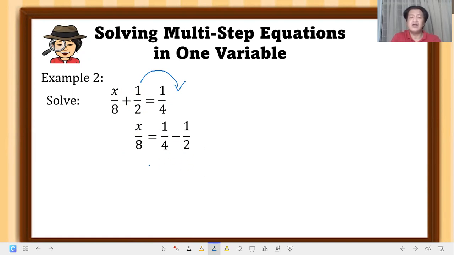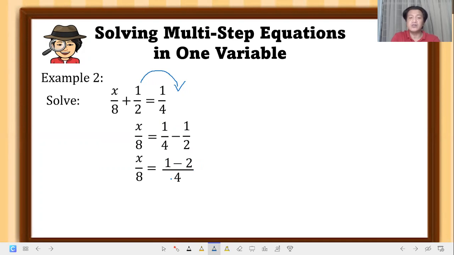What is 1/4 minus 1/2? The first thing that you're going to do is get the LCD. Copy mo yung x over 8, then yung LCD ni 4 tsaka 2 is 4. Okay, parang ginagawa lang sa elementary, no? 4 divided by 4, 1 yon. Tapos, multiply mo sa numerator niya, which is 1. Kaya, that is 1. Dito naman, 4 divided by 2, 2 yon. Times negative 1, kaya negative 2.